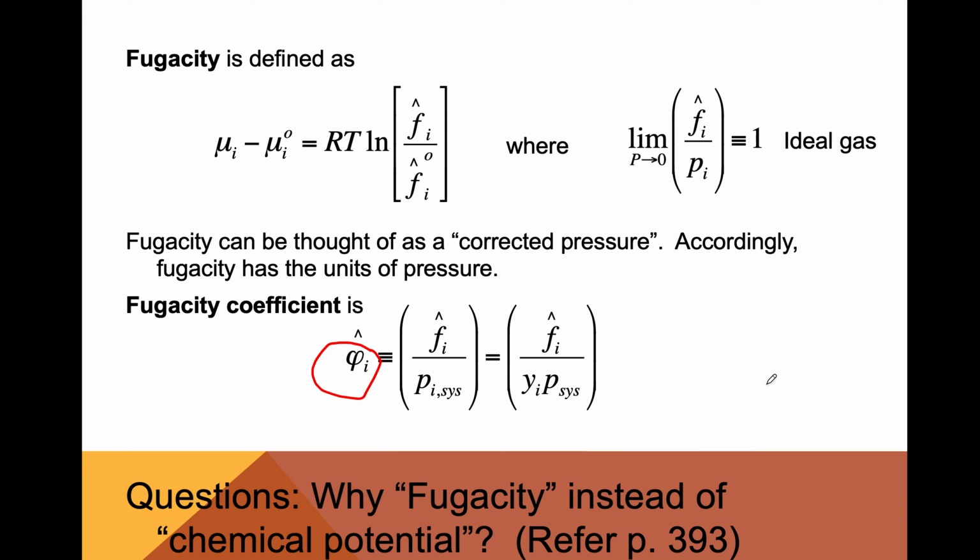Okay, there's one question. Why fugacity instead of chemical potential? You can refer to the textbook, Koretsky, page 393, and give your answer in the comment section down below. Why fugacity instead of chemical potential, what is the difference, and what is the link from one to another?